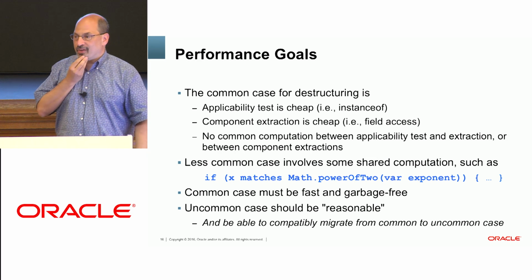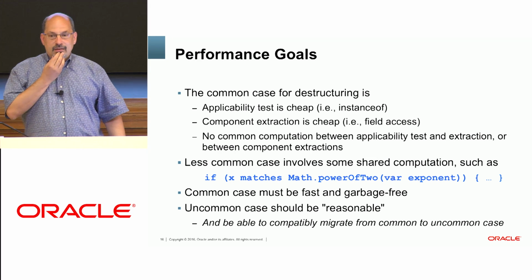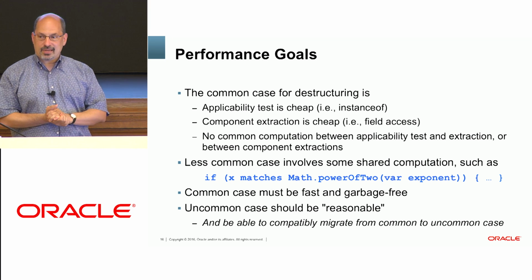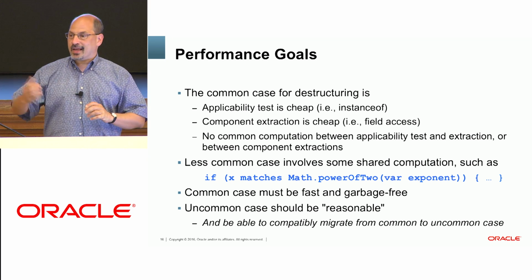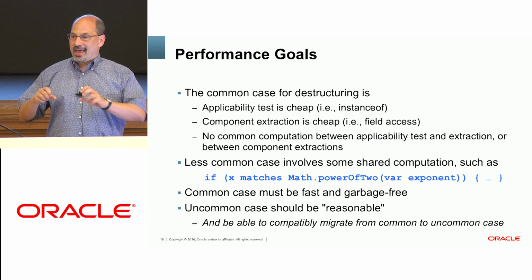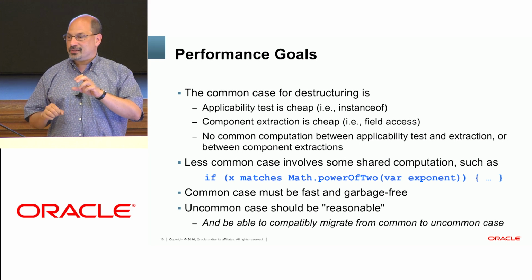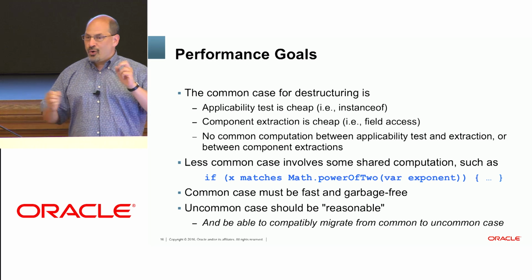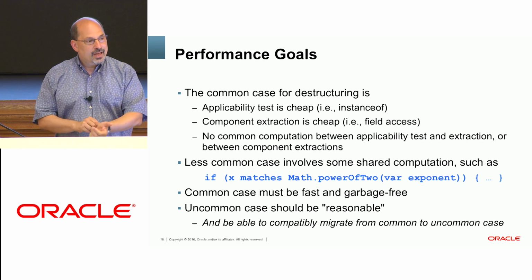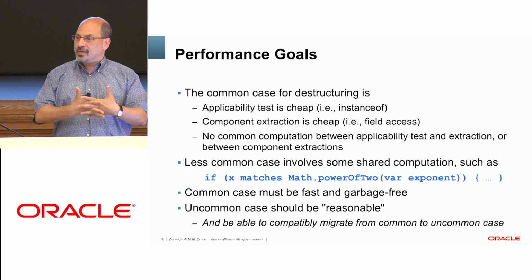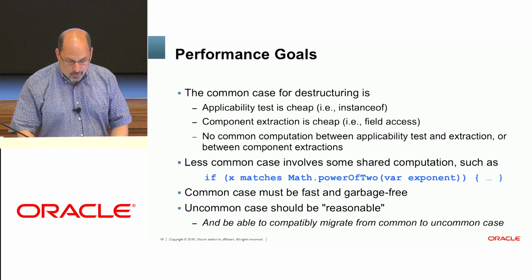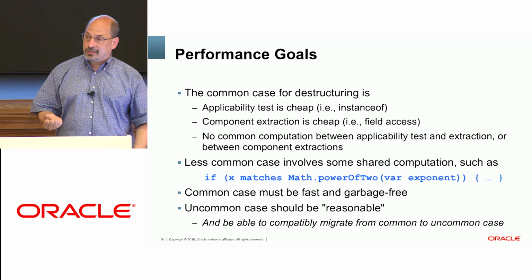We can start with an observation, which is, even though some patterns will get very fancy, the common case is going to be very simple. I'm matching against a point. My applicability test is instanceof. My extraction of each of the components is a field access. There's no complex computation to determine if you meet the test. There's no overlap between the computation of fetching x and fetching y. That's the happy case that we want to optimize for. We want to make sure that that's really cheap.